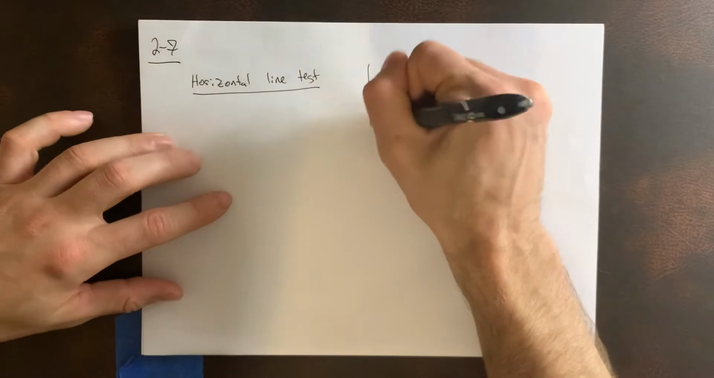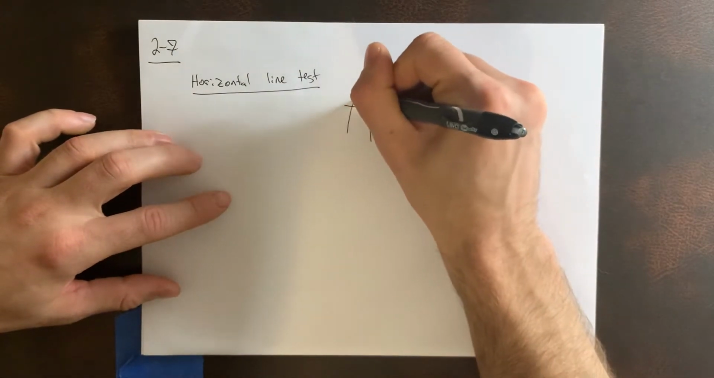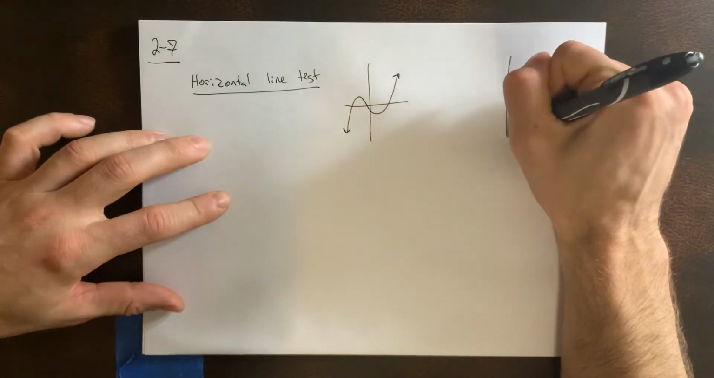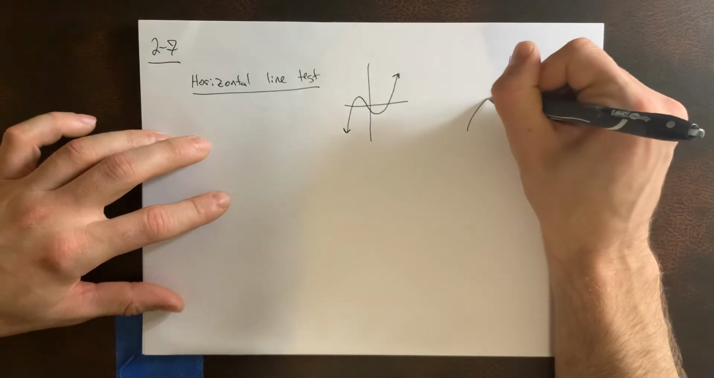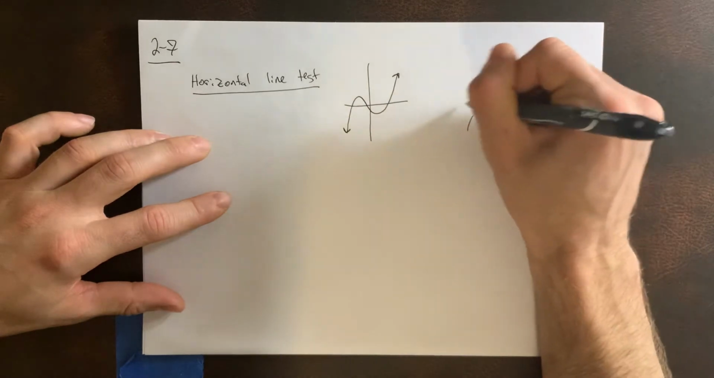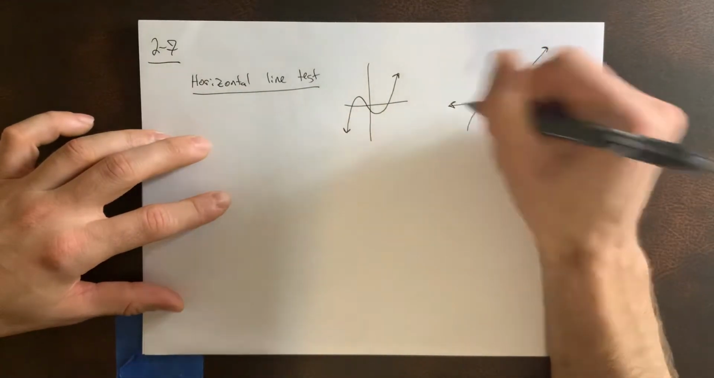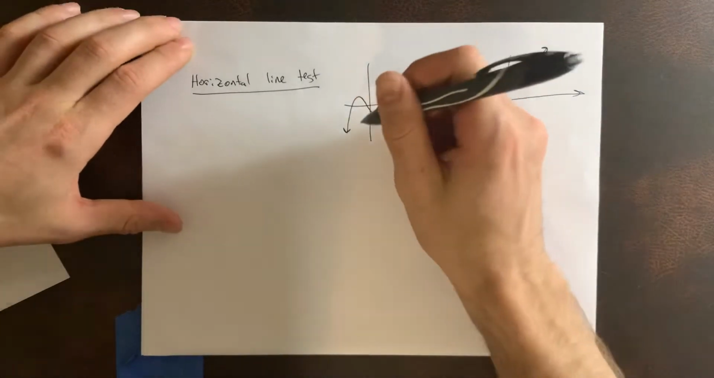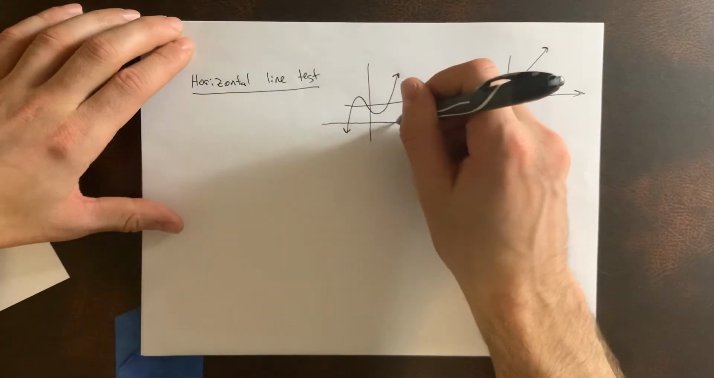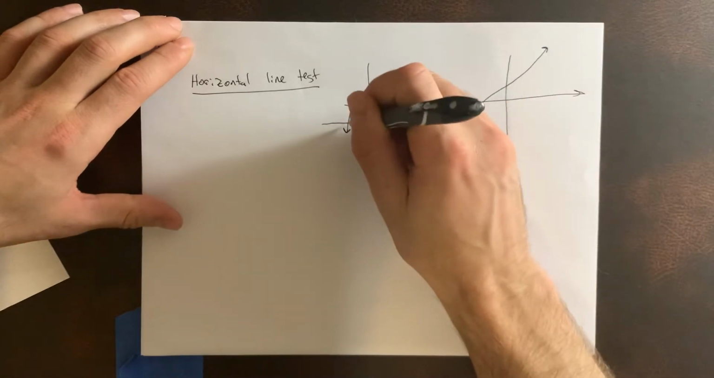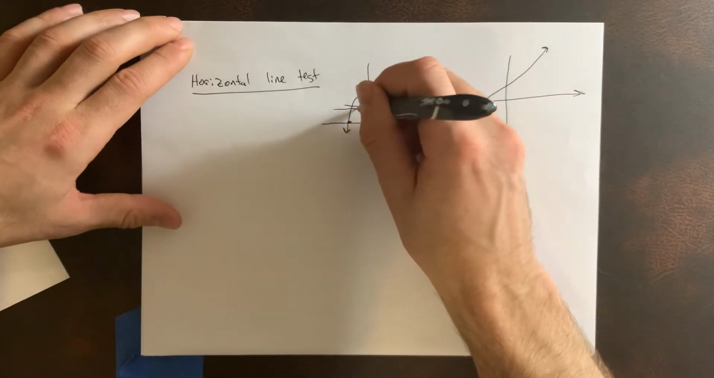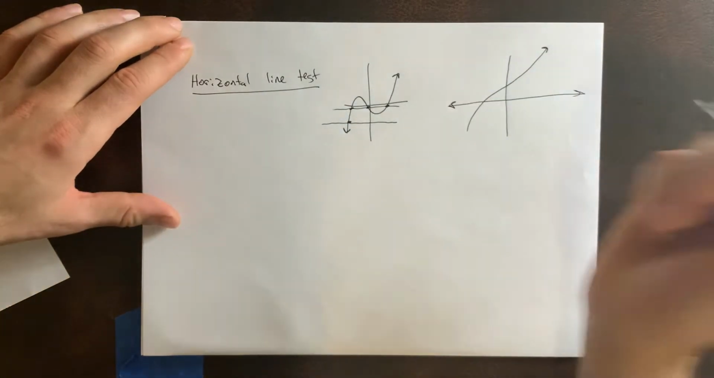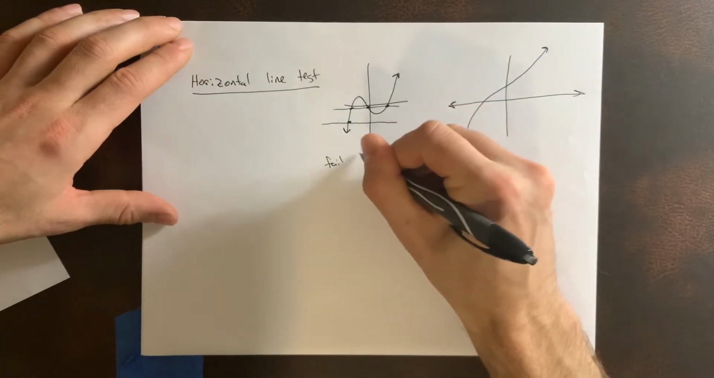So for example, let's draw two graphs. Here's one graph. Then here's another graph. The horizontal line test is, we just keep drawing horizontal lines and we want it to only touch the graph in one spot. So here it touches in one spot, but you see on this graph right here, if we draw this horizontal line, it touches this graph in 3 places. So this one's going to fail the horizontal line test.